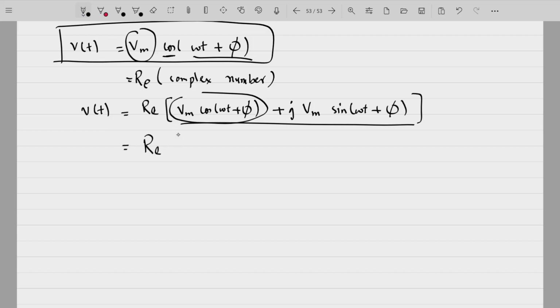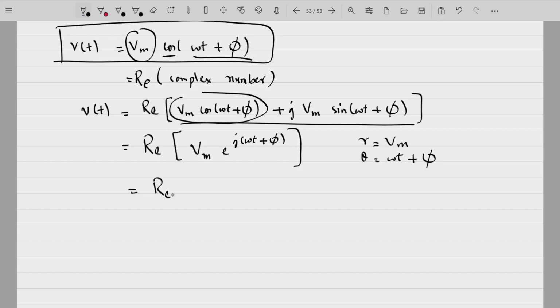So real part of what? Vm cos of omega t plus j Vm sine of omega t plus phi. This is our rectangular form. We can represent this in terms of its exponential form. From the exponential form, we have z equal to r e raised power j theta. The angle here is omega t plus phi, where r is Vm, that is the magnitude of this complex number, and theta here is omega t plus phi.